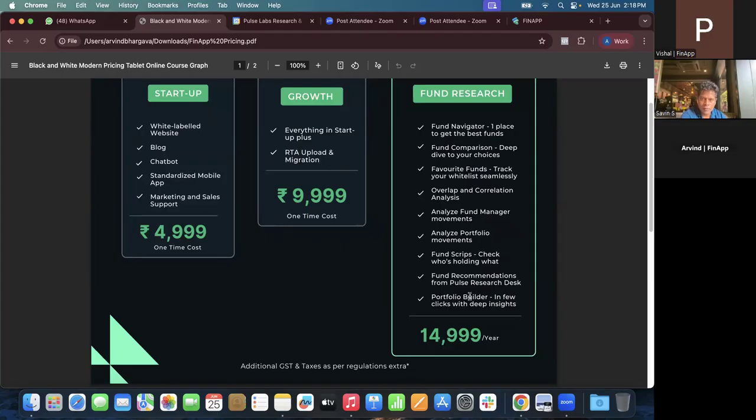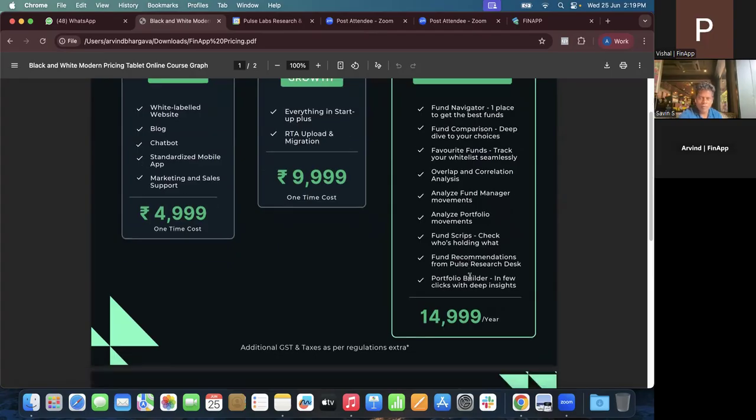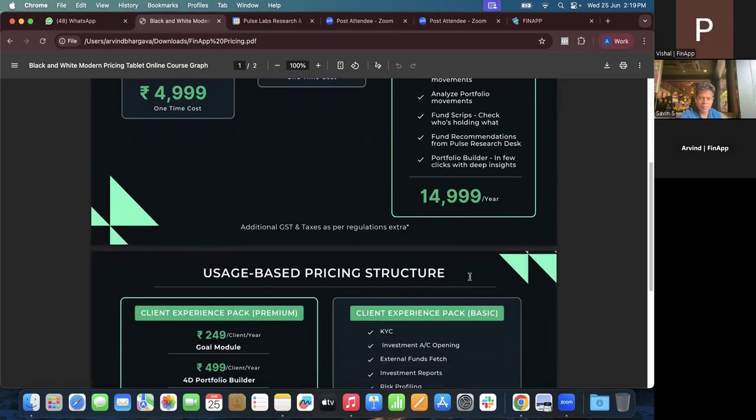Fund research engine, you are saving around 40-50,000 rupees. I would say if you are spending 60,000 rupees, here it is available at 50,000 rupees. Right? The same data, everything much more user friendly, and it is available on the system itself. So this is a per year cost of 15,000. If you don't want it, no problem. But if you want it, this is the price.